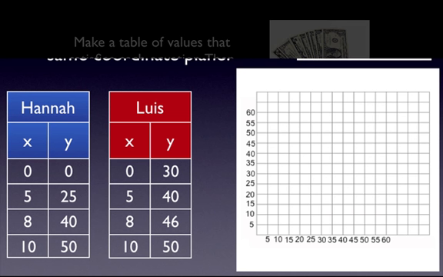So now, let's graph both equations on the same coordinate plane. Let's start with Hannah's. So we have (0, 0). We have (5, 25). We have (8, 40). And we have (10, 50). And let's draw a line there. Now let's graph Lewis's on the same coordinate plane. We have (0, 30). We have (5, 40). (8, 46). And (10, 50). Let's get that line in there.